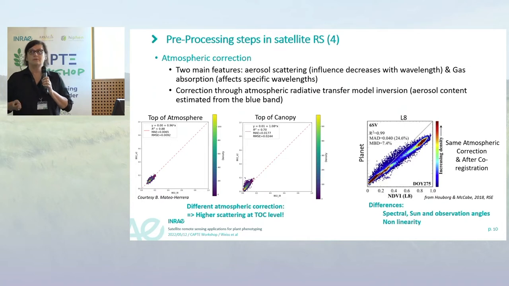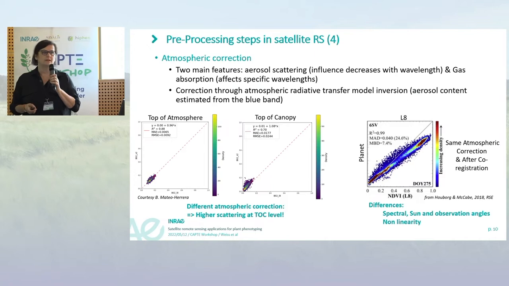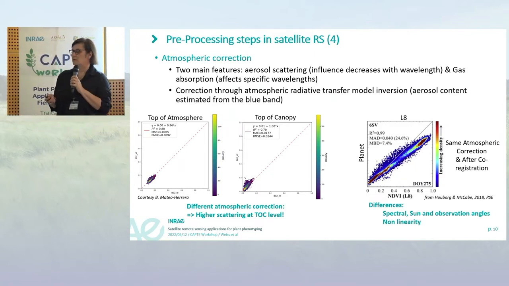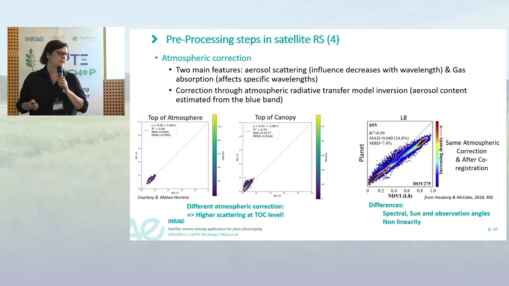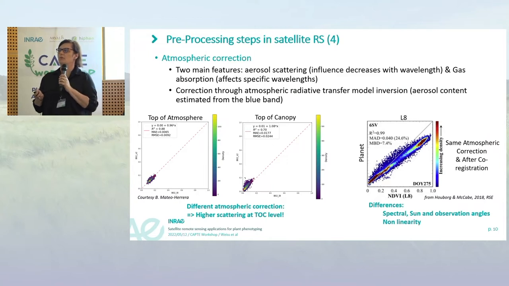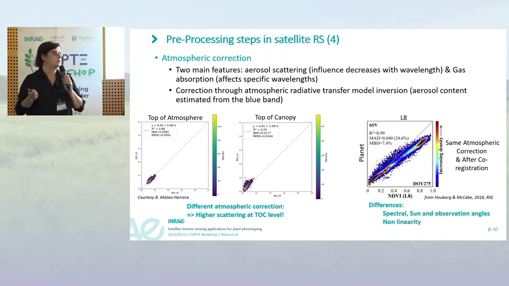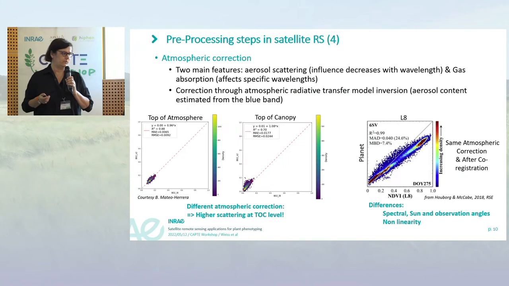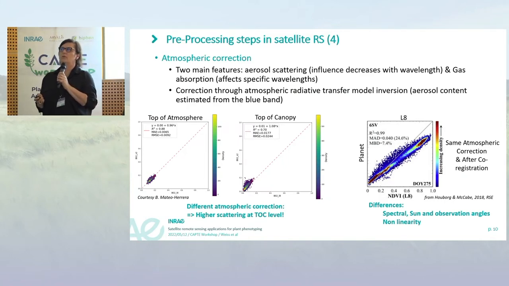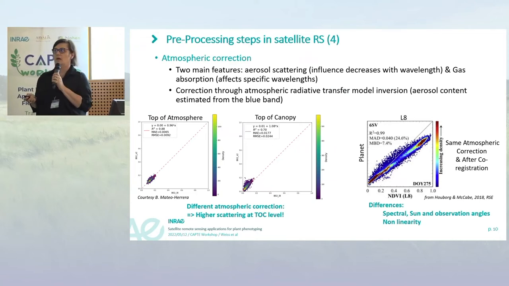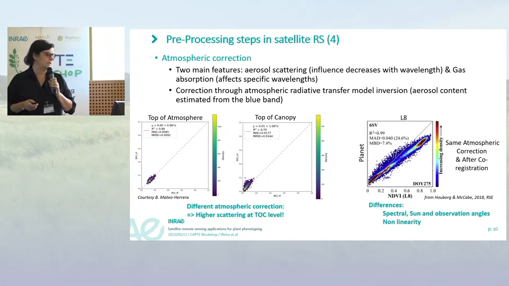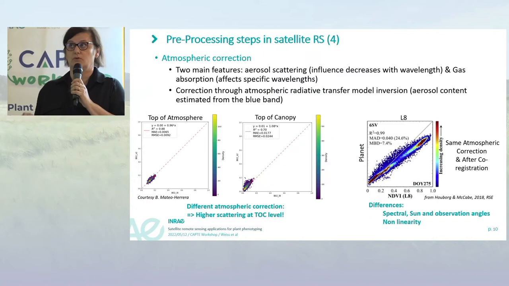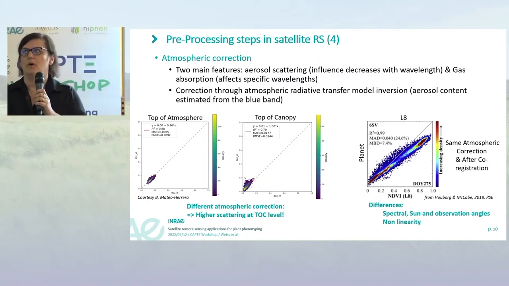Another very important preprocessing step in satellites that you don't have with ground data is the atmospheric correction. You have to take into account two main features in the atmosphere: aerosol scattering, whose influence decreases with wavelength, and gas absorption, which affects specific wavelengths. Generally, the satellite bands for vegetation monitoring are designed not to be affected by this effect. The correction is done through atmospheric radiative transfer model inversion, and the aerosol content is derived directly from the satellite blue band, because this is where the atmosphere has the highest impact.